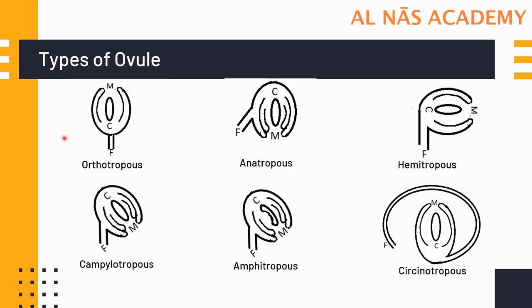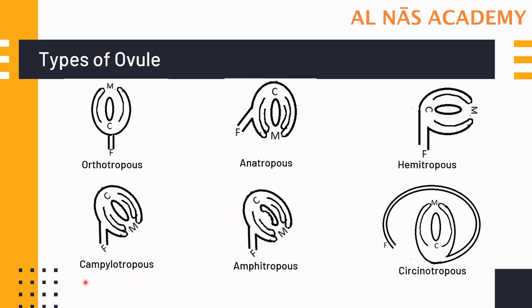The six types of ovule which we have just seen: the first one is the Orthotropous ovule, which is an upright ovule most commonly seen in gymnosperms. The second one is the Anatropous ovule. We have studied the detailed structure of the Anatropous ovule, most common in angiosperms, and it is an inverted ovule. The third one is the Hemitropous ovule, where the micropyle, chalaza and funicle form 90 degrees with each other.